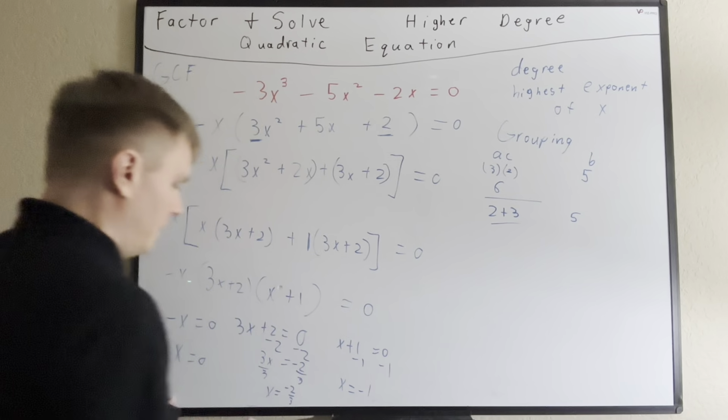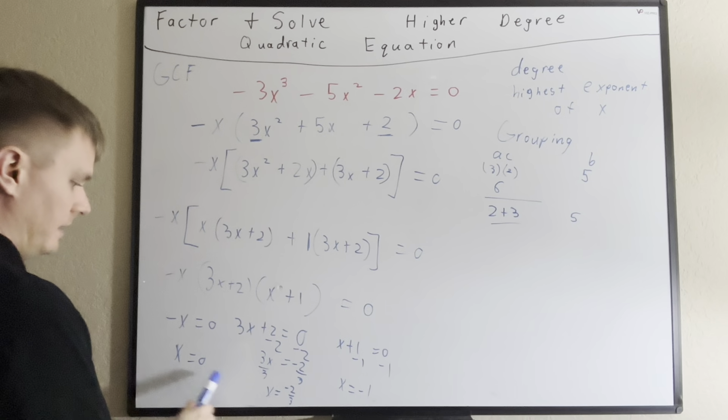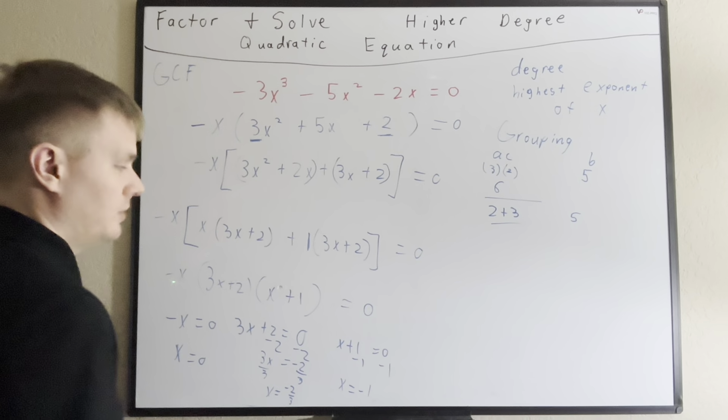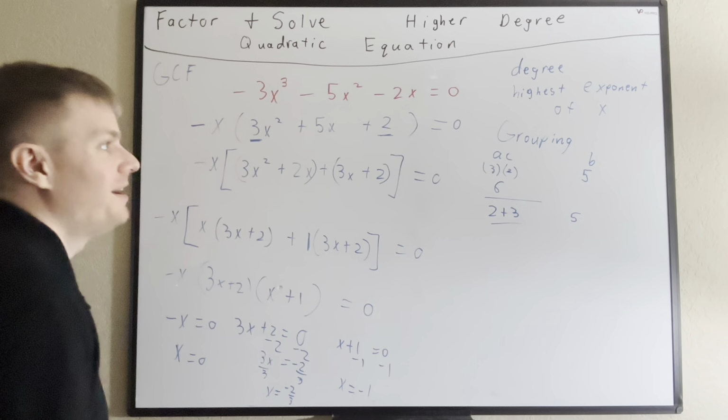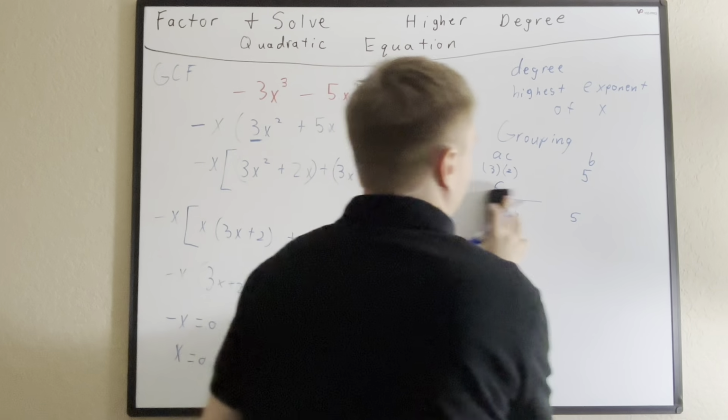All right. So x equals 0, x equals negative 2/3, and x equals negative 1. Still not done yet. We want to check our answer, right? Our answer.